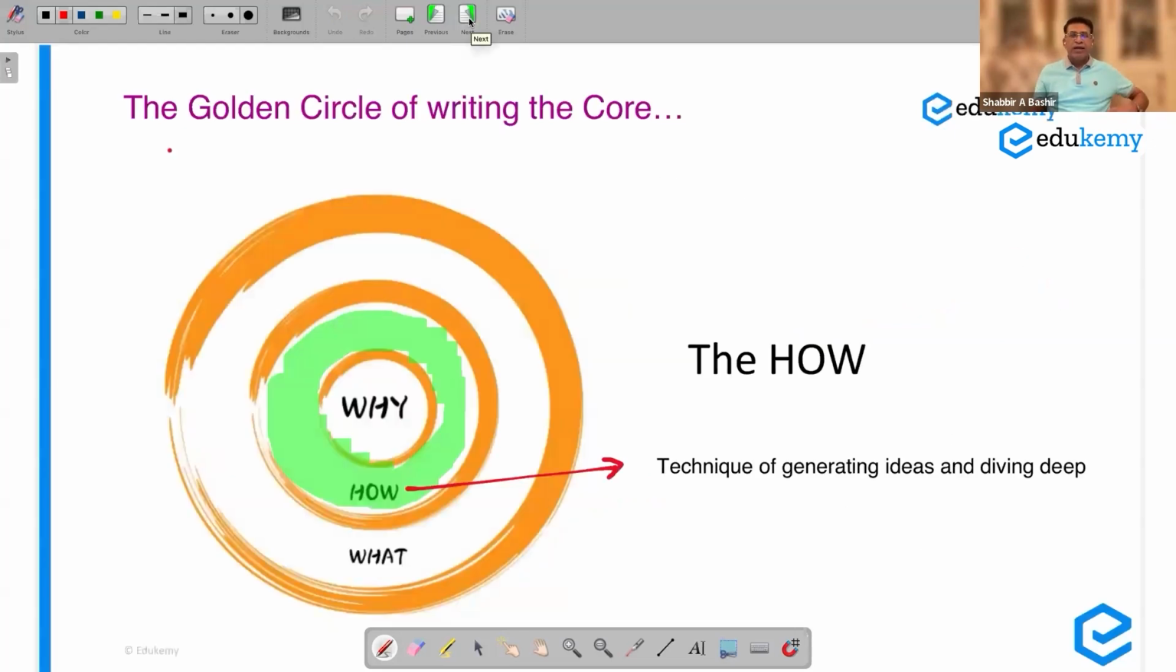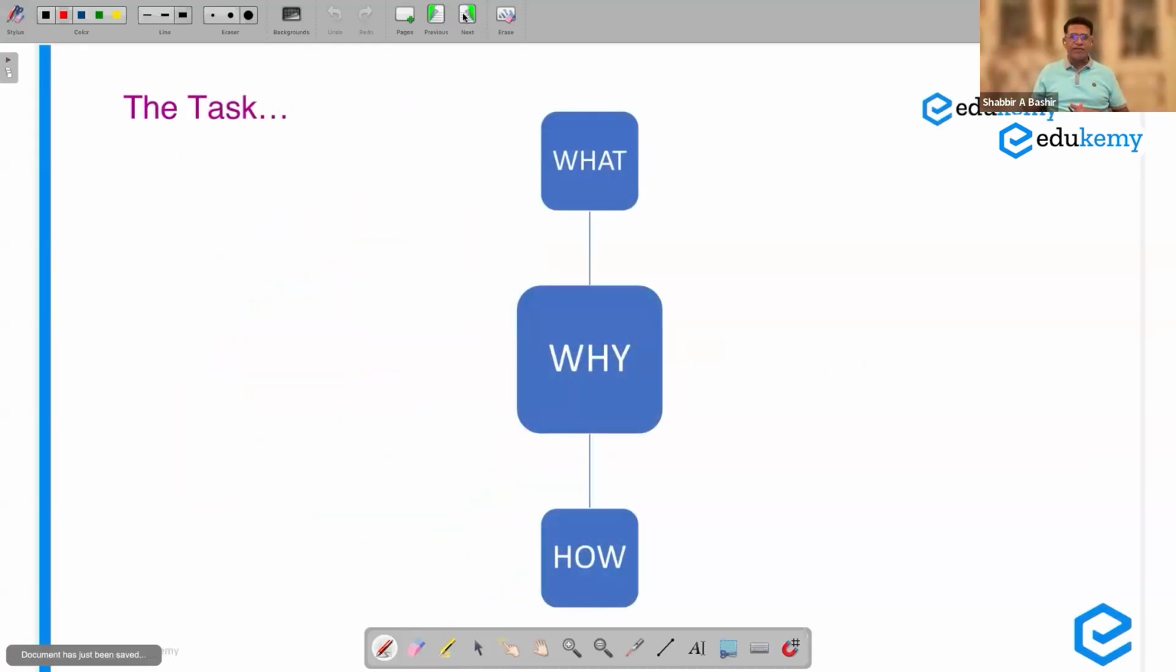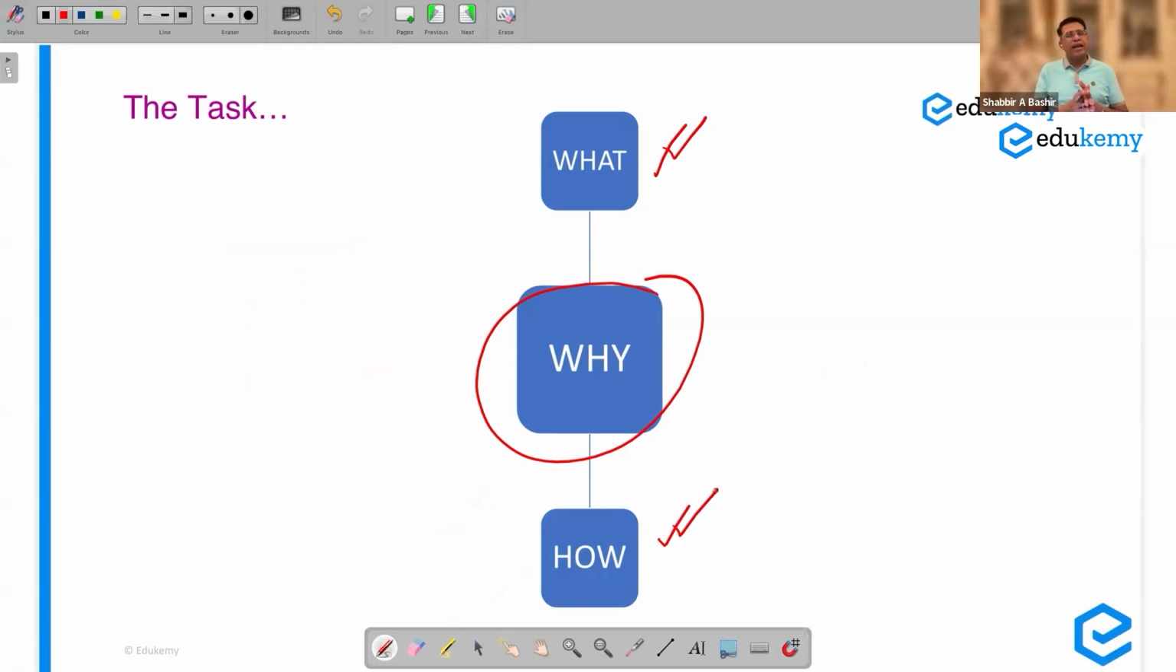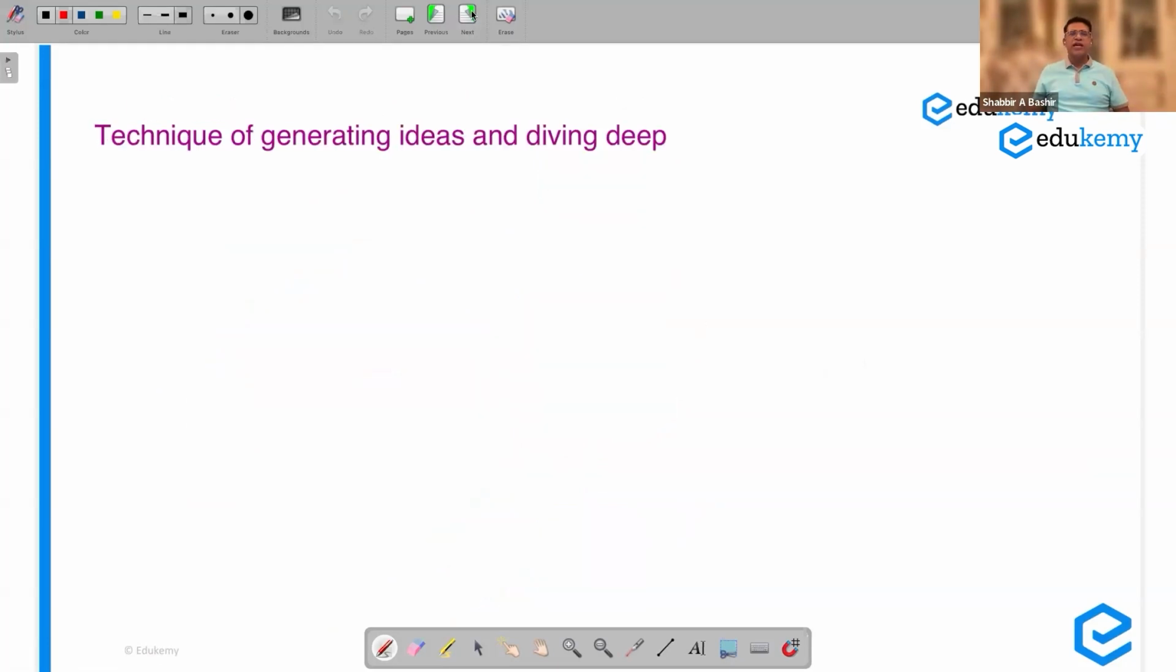Now let's come to the how of the body. How will you develop the essay's body? What are the techniques of generating ideas? What are the techniques of diving deep into the particular essay? So the task that you have is you fix the why and then develop the presentation, and have some technique of developing and elaborating the points that you want to write on. Now, the techniques of generating ideas and diving deep.